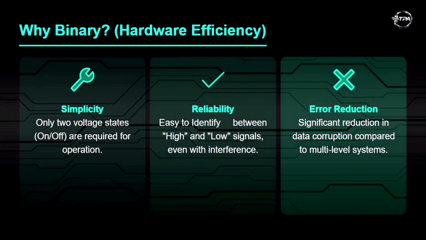Why binary? Hardware efficiency. Binary system is simple. Electronic circuits easily detect 2 voltage levels, high or low. This makes systems reliable. Even with noise or interference, it is easy to identify 0 and 1. Binary also reduces errors during data transfer.